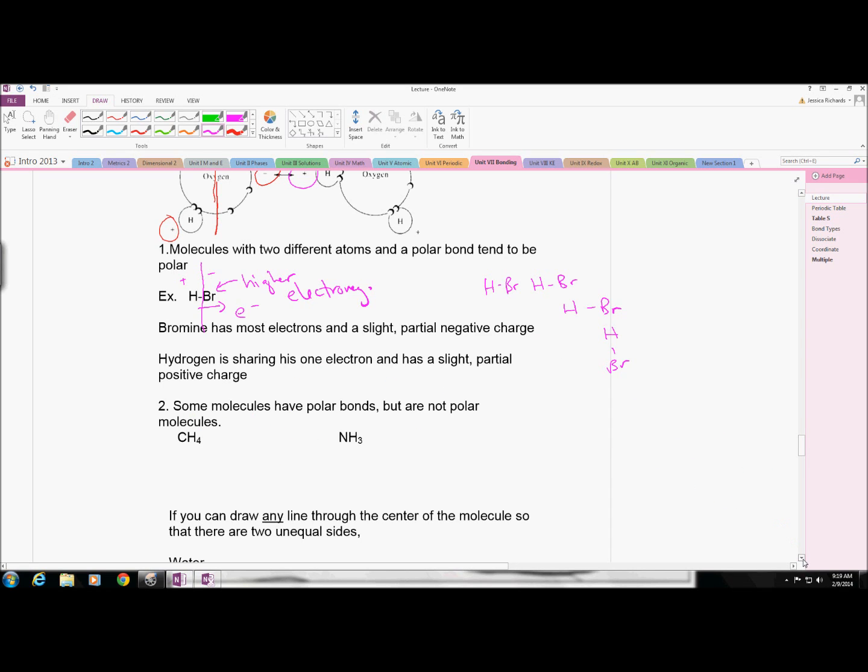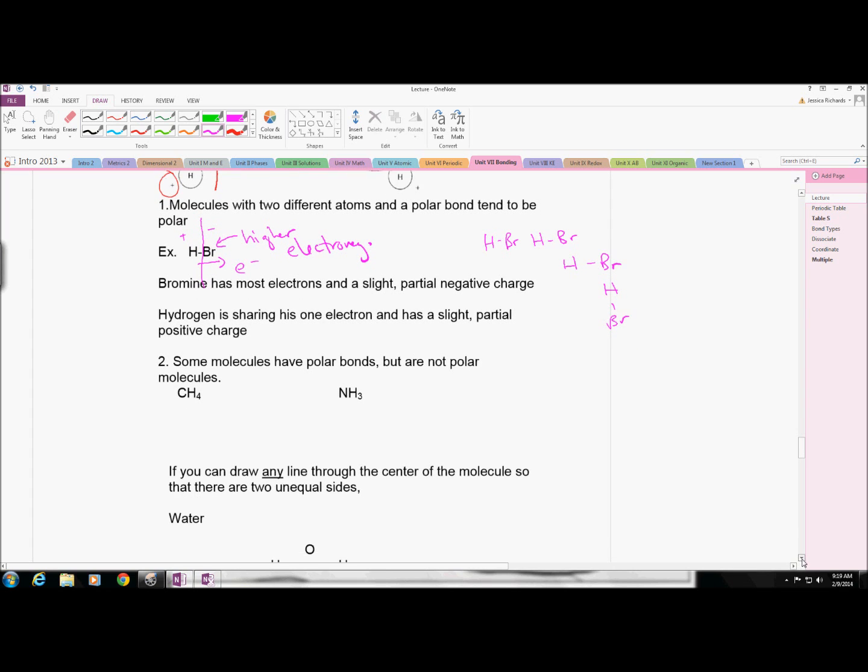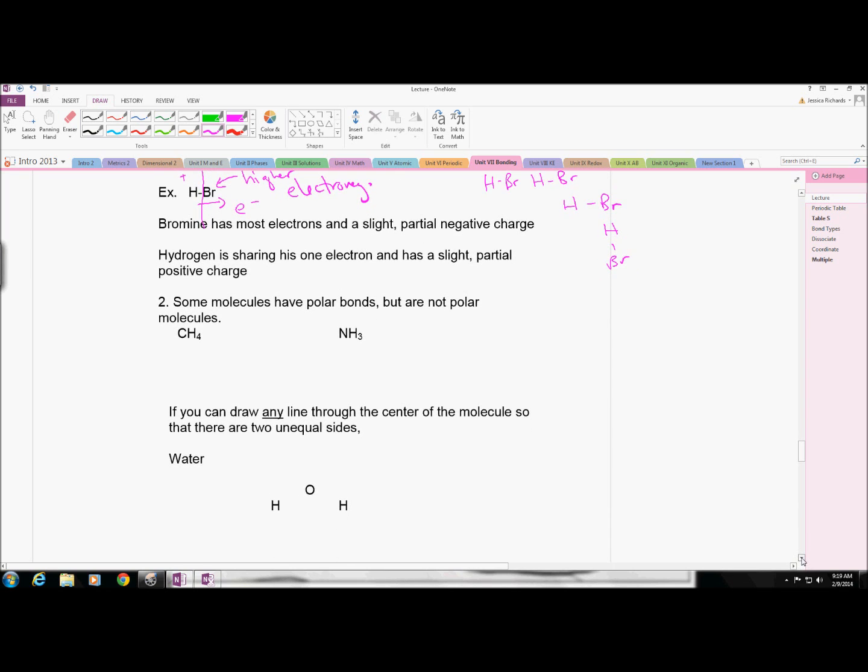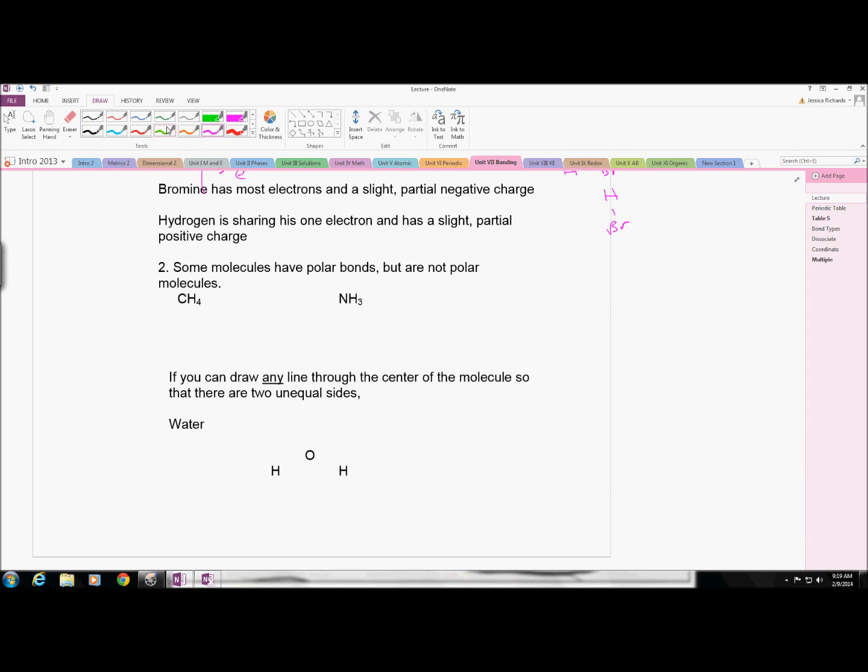You can have polar bonds but have it be a nonpolar molecule, so you have to be careful of that. So let's draw out methane, CH4. Each bond between the carbon and the hydrogens is polar, but if we draw this molecule out and we look for its symmetry, it has radial symmetry. If it has radial symmetry, it is nonpolar. Yes, the hydrogens are sharing their electrons with the carbon.